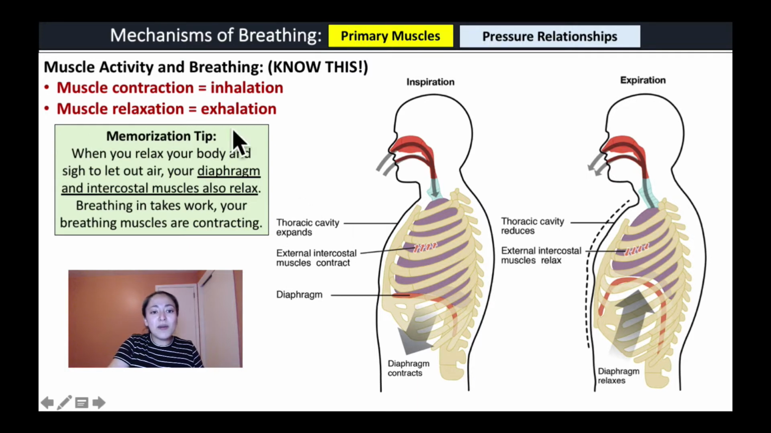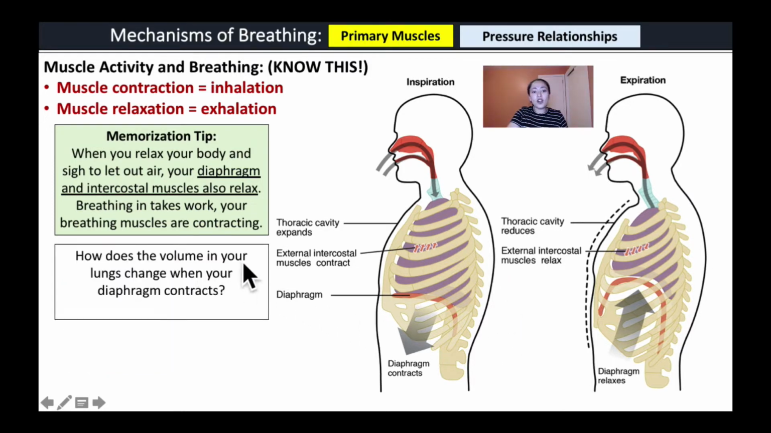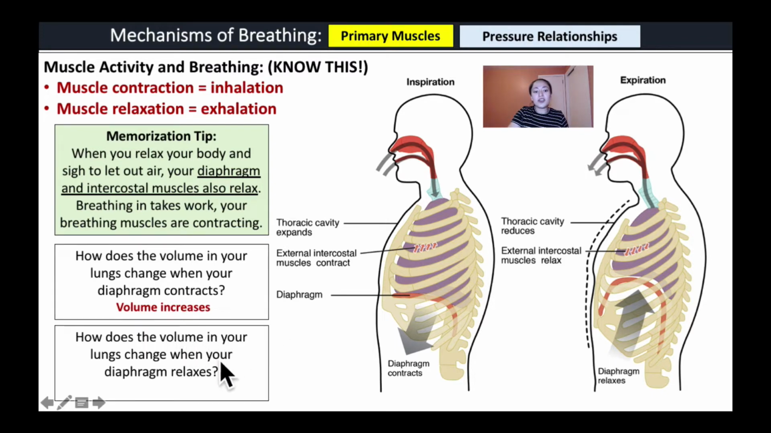Really what you just have to memorize is this right here. Okay? What's happening here? What's happened to the volume in the lungs when that happens? So how does the volume in your lungs change when your diaphragm contracts? While your diaphragm flattens out, the volume in your lungs increases. How does the volume in your lungs change when the diaphragm relaxes? When the diaphragm relaxes, it curves upwards, so the volume in your lungs decreases, okay, and air goes out.